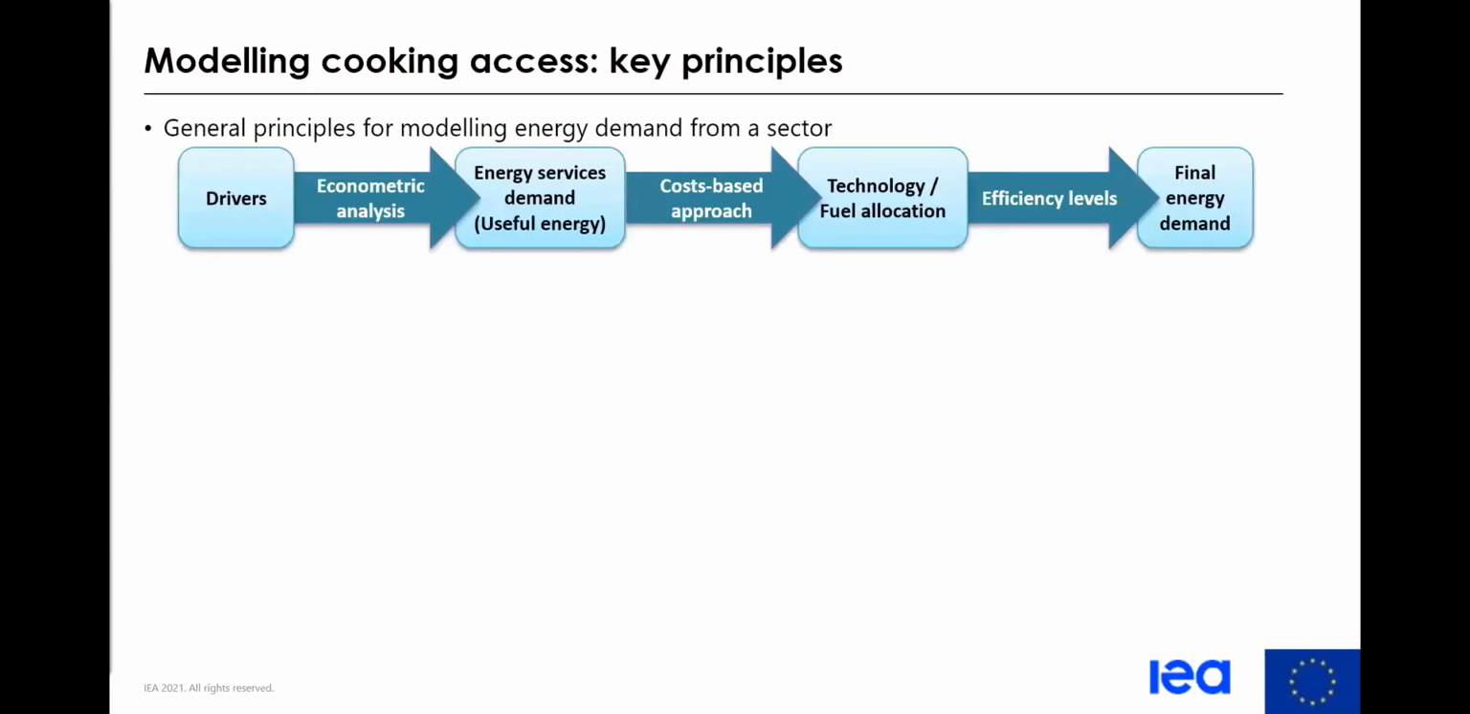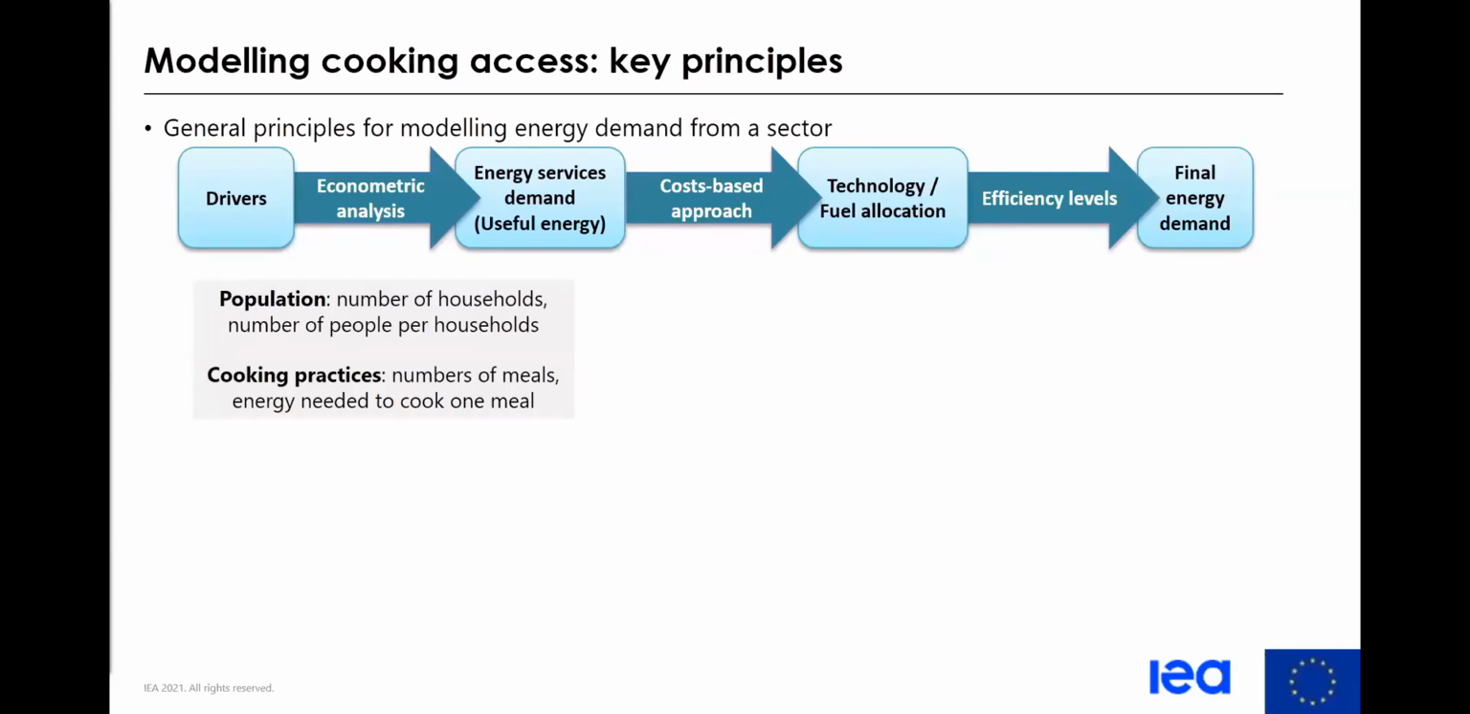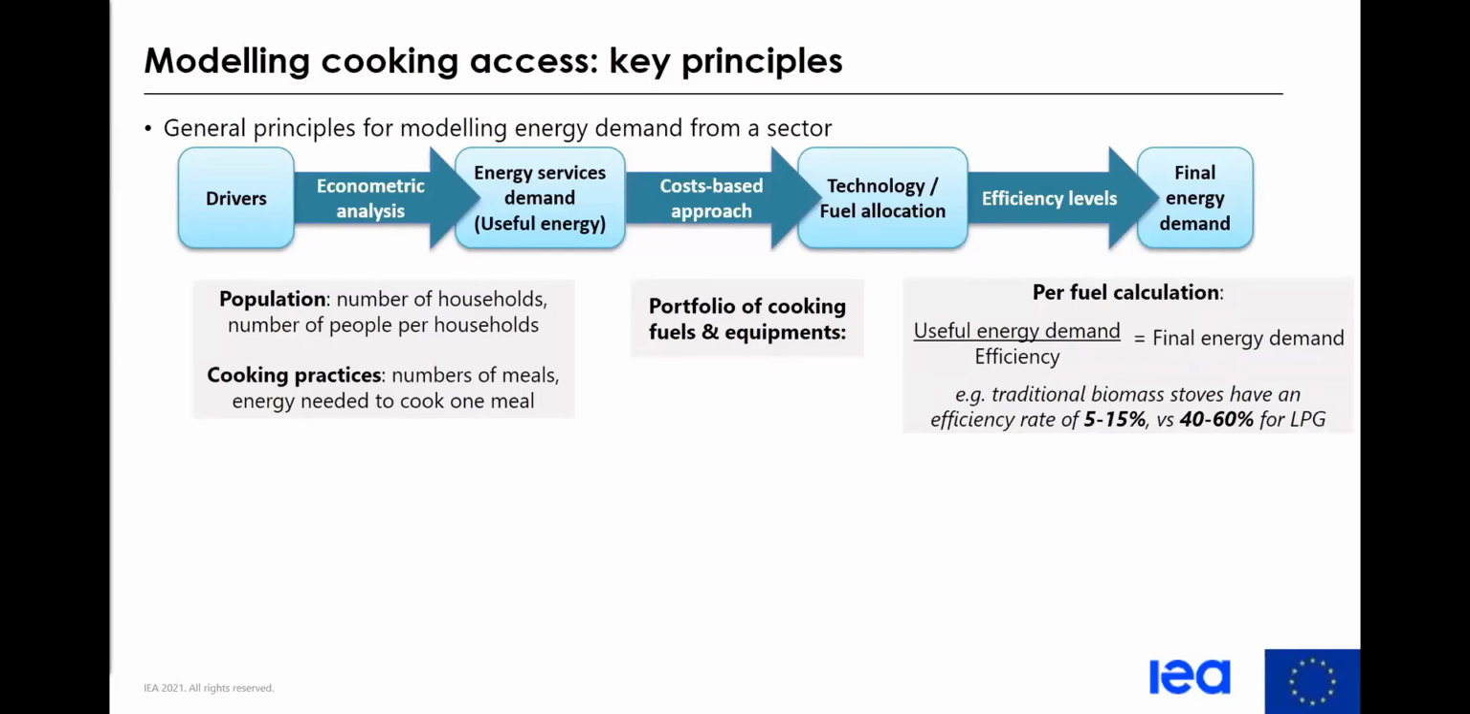Now, let us see some of the key principles for modeling clean cooking access and the general principles for modeling as seen in the modeling sessions before. We need first to analyze the drivers such as population and cooking practices. With the drivers and some econometric analysis, we get the energy services demand, which is the useful energy demand needed to cook a meal. To cook, you need a portfolio of cooking fuels and equipment. You have to do a technology fuel reallocation. You can do a cost-based approach as well. So how many households will be cooking with LPG, will be cooking with traditional use of biomass, etc. in the future? Based on the efficiencies of these technologies and the useful energy demand, you can then calculate your final energy demand. And you can also calculate the amount of energy needed to produce in the country.